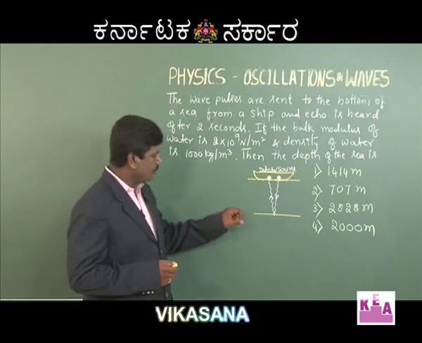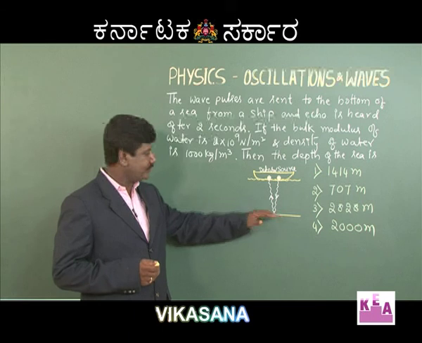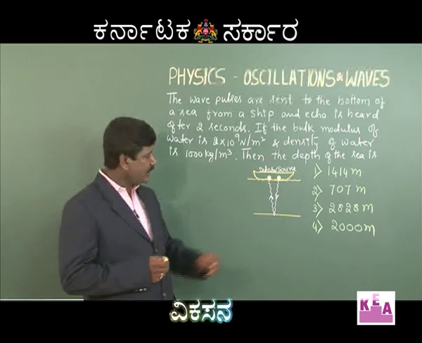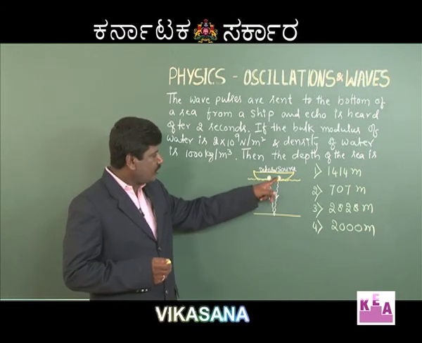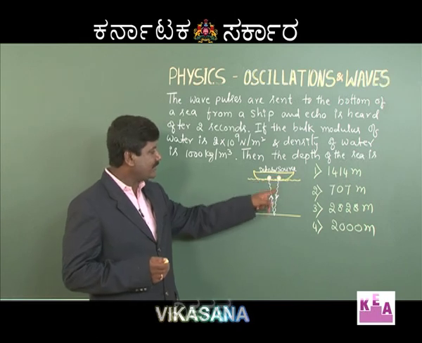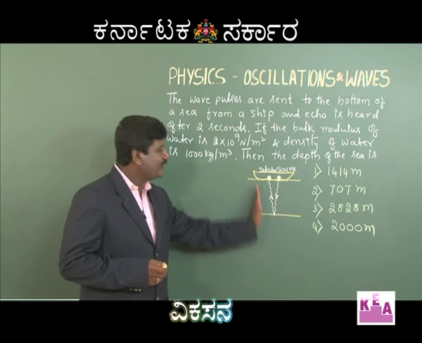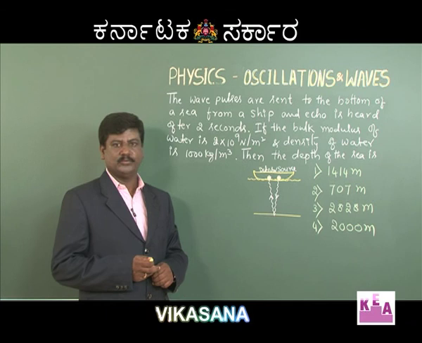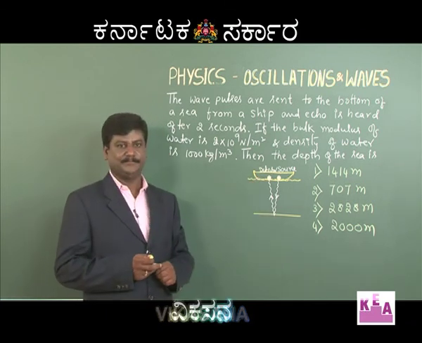So, there is an ocean, this is the surface of the water and this is the bottom of the sea. On the surface of the water there is a boat. Inside the boat there is a source of sound. The sound from the source is sent to the bottom of the sea, and this sound wave will reflect back. The reflected sound is called echo. That reflected sound is received by the detector.